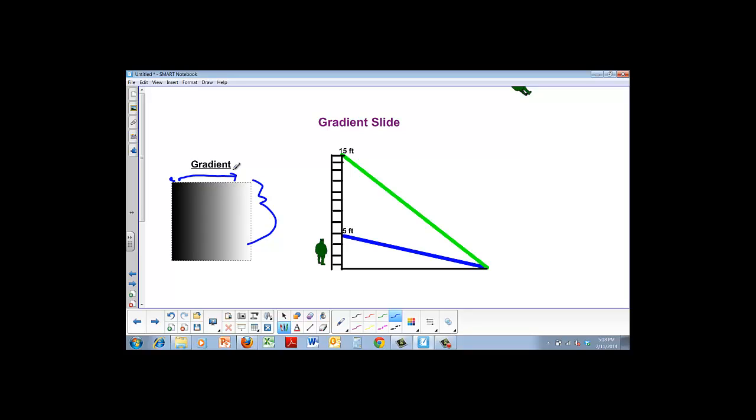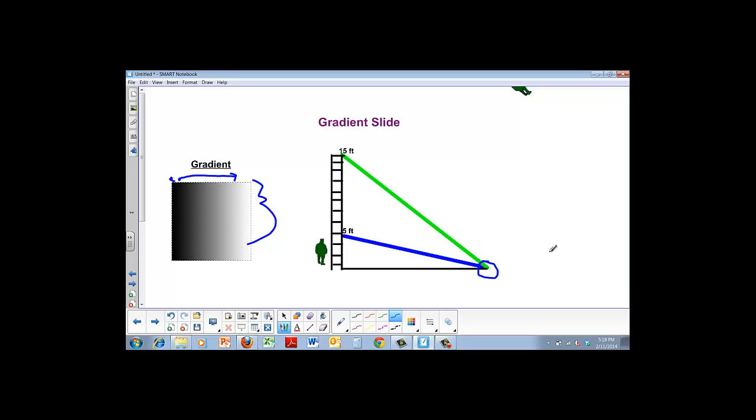So take a moment to think about what is the biggest difference between that green slide and that blue slide. As you're thinking about that, you probably noticed that the green slide is at 15 feet, whereas the blue slide only goes up 5 feet, and they both end at the same point. So they end up at the same point, but the starting point, that difference in height, that gradient, is different. The 15-foot one is higher, whereas the 5-foot one is lower.